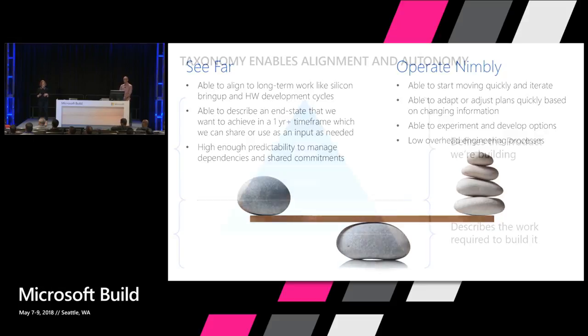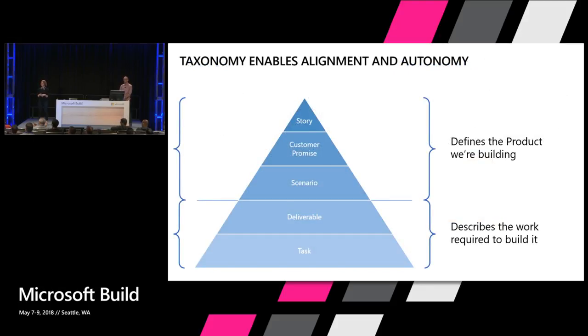So the way we try and structure this is with a taxonomy. So you've probably seen this in other things. It is a foundational way we keep our work organized. The top layers, the top of the taxonomy, keeps our work aligned.